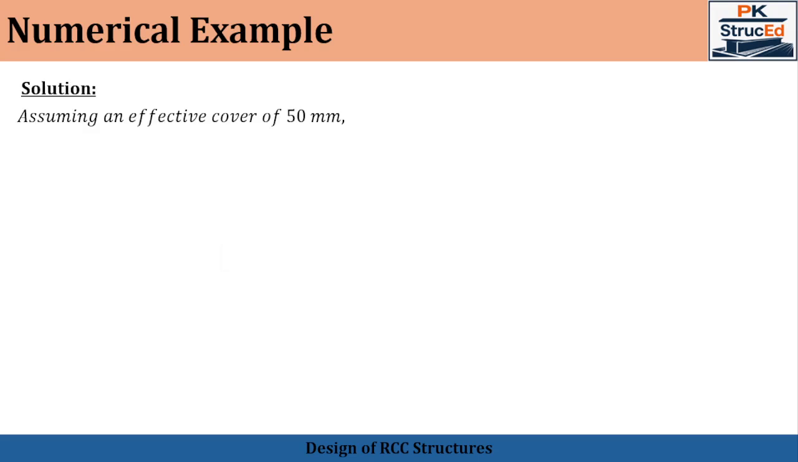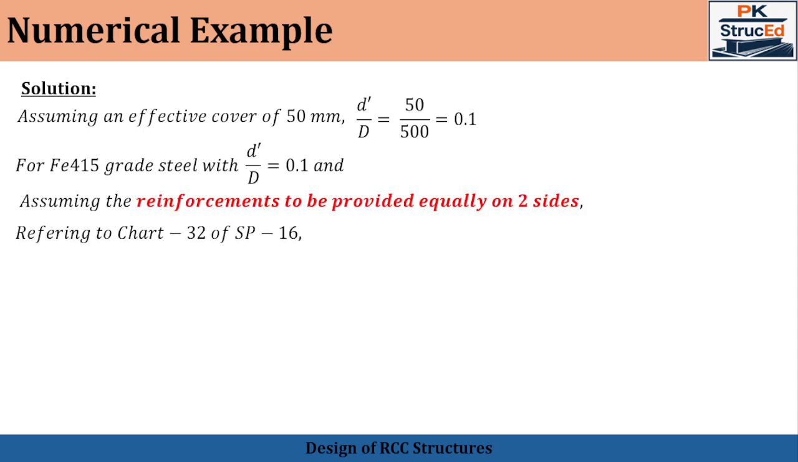Now the second case is, again we are assuming an effective cover of the same 50 mm with a d dash by D ratio of 0.1. There is no change in this one. But in this case, we are going to assume the reinforcements are to be provided equally on 2 sides, not equally on all the 4 sides. So for this case, that is for Fe 415 grade steel and d dash by D ratio of 0.1, reinforcements provided equally on two sides, the chart required is Chart 32 of SP16.